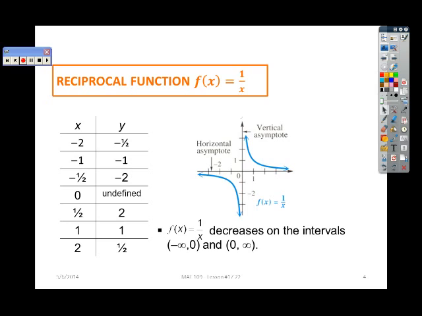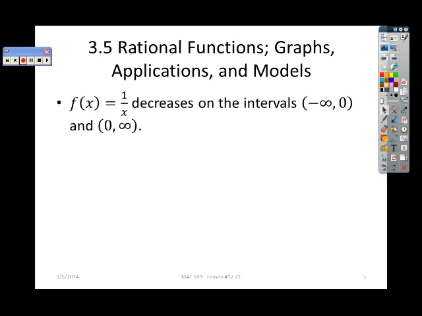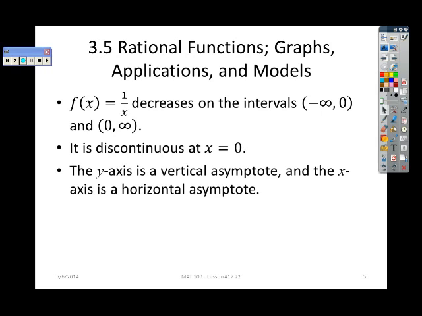This is decreasing everywhere, because you always talk about it as you move from left to right, everywhere that it's defined. It's not defined at x equals 0, so you have disjoint intervals where it's defined. It's discontinuous. All polynomial functions were continuous. This one is not. It has a gap there at 0. The y-axis is a vertical asymptote. The x-axis is a horizontal asymptote.